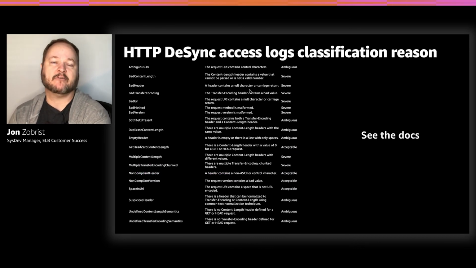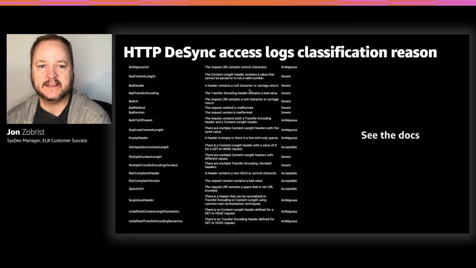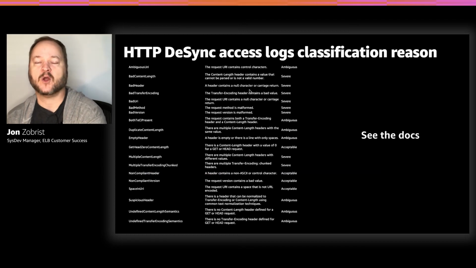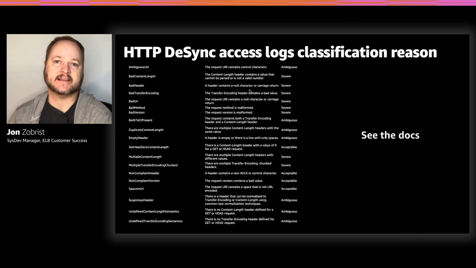And the reasons we have for this is a big long list. So I don't expect you to read this slide because it's a big list. But go look at the docs and see what each of these are, why we request them, or which log line is going to map to which reason, and then what we classify that as.